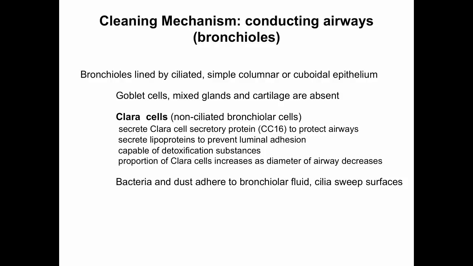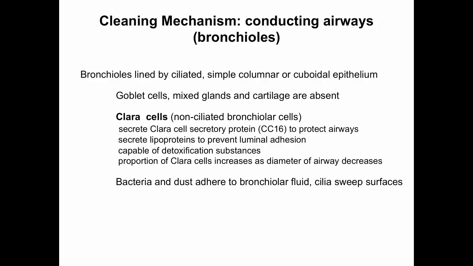The Clara cell is a non-ciliated bronchiolar cell. It secretes a thinner mucus type product compared to what's secreted in the upper airways of the respiratory tract. The main secretory product here is called Clara cell secretory product, CC16. You don't have to remember CC16, but this product is secreted to protect the airways. It consists of lipoproteins and has detoxifying substances in it.